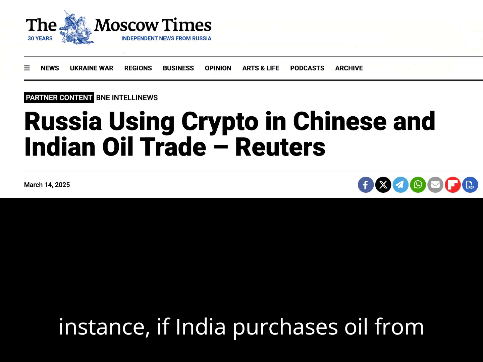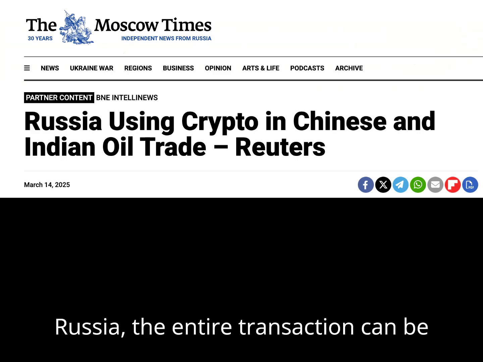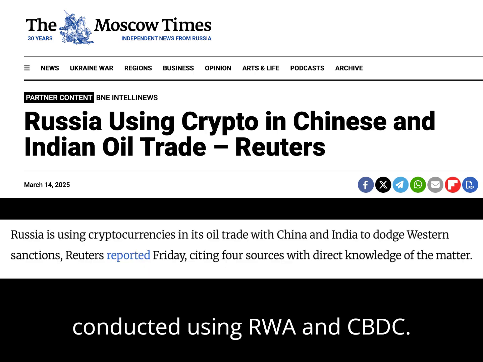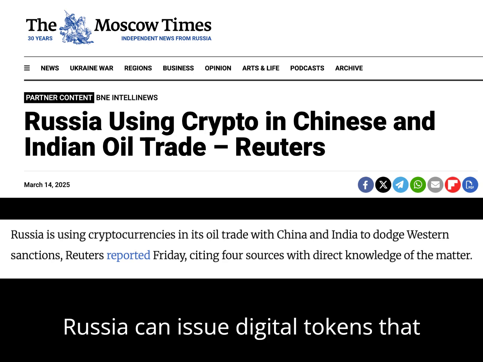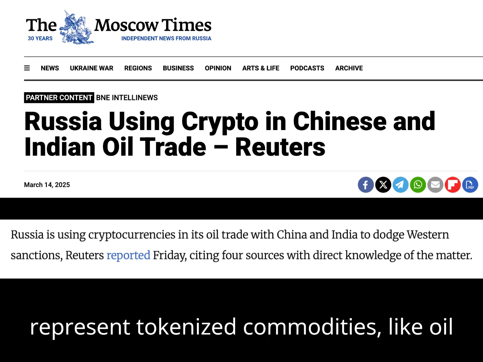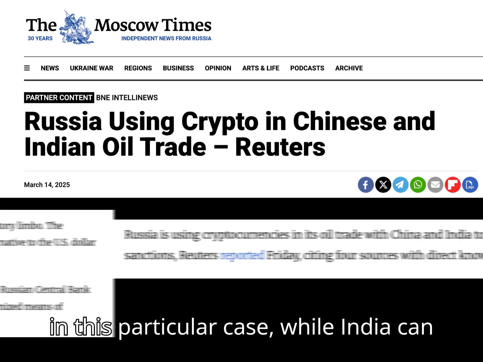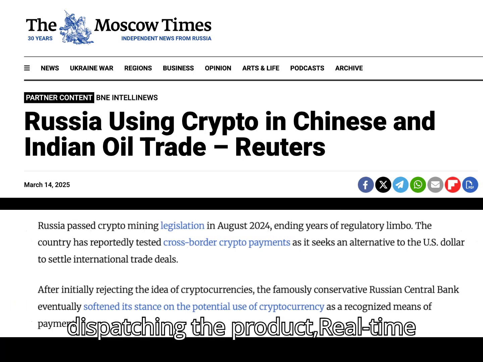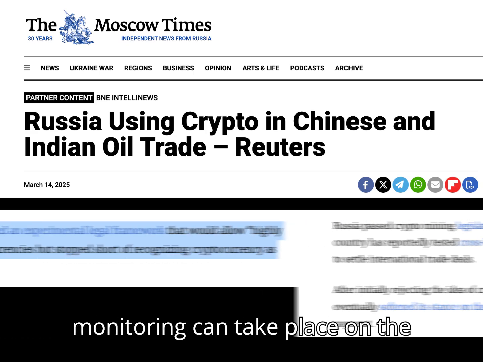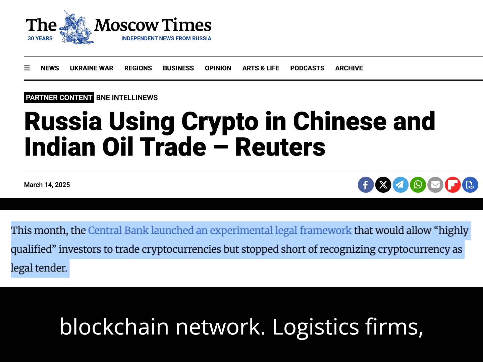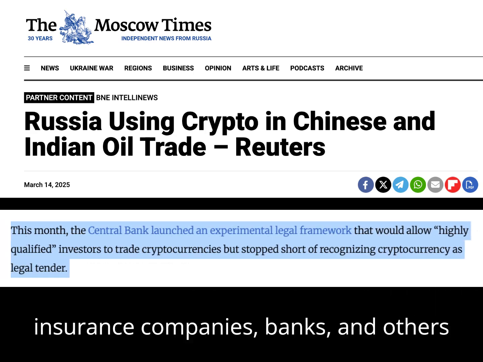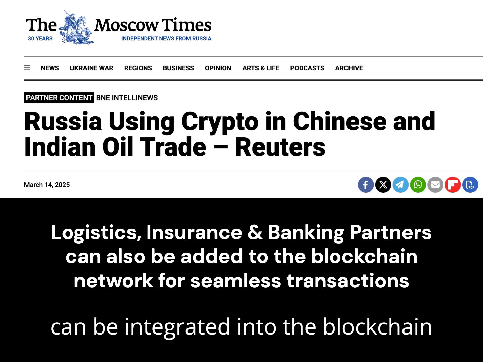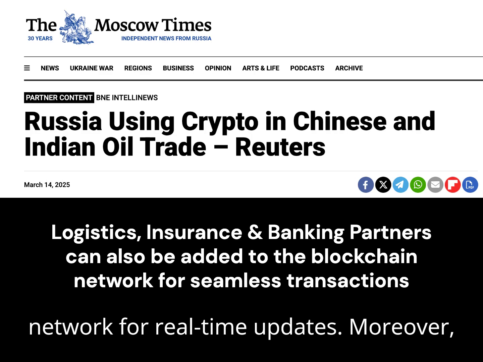For instance, if India purchases oil from Russia, the entire transaction can be conducted using RWA and CBDC. Russia can issue digital tokens that represent tokenized commodities, like oil in this particular case, while India can pay for it using Rupee. Upon dispatching the product, real-time monitoring can take place on the blockchain network. Logistics firms, insurance companies, banks, and others can be integrated into the blockchain network for real-time updates.